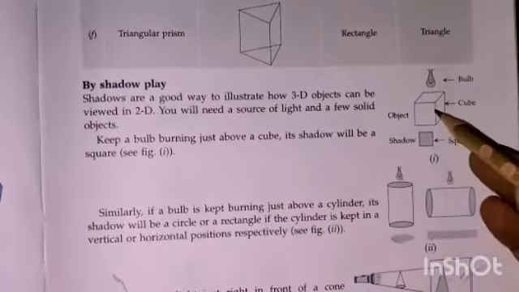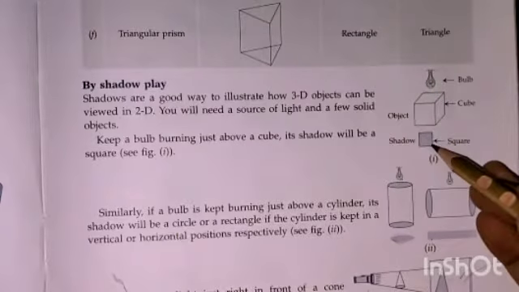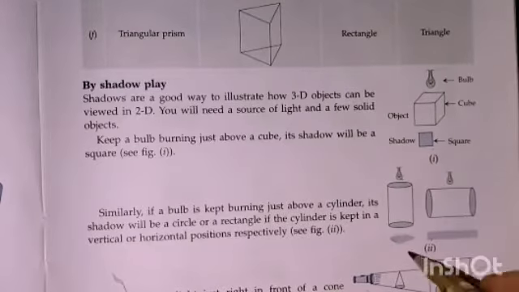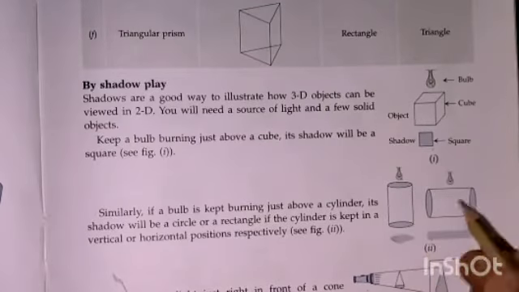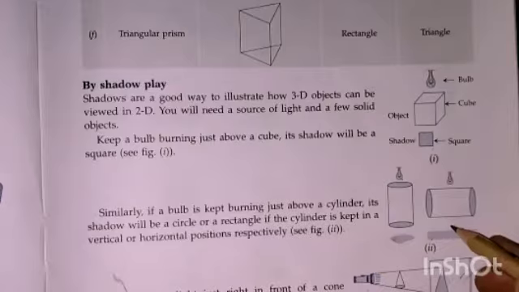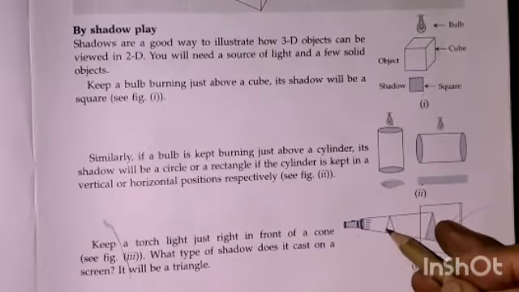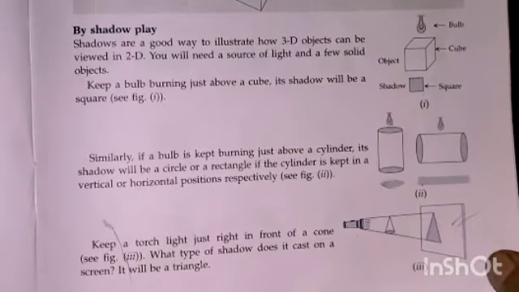We can see here, children, if a cube is there and if we keep a bulb at the top, we'll see a square shadow. In the same way, in the case of a cylinder, if we place a bulb or source of light at the top, we'll have this time a circular shadow. But if the same cylinder is laid down, this time a rectangular shadow will be formed. Just like in the case of a cone, children, we can see the cone looks like a triangle, but it is not. It is a three-dimensional object, but when it forms a shadow, it comes out to be a triangle.